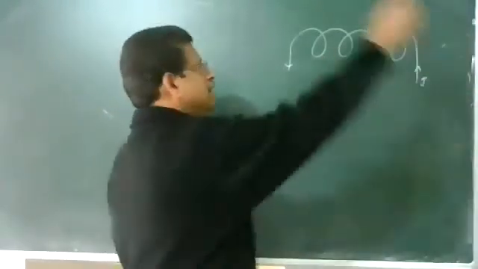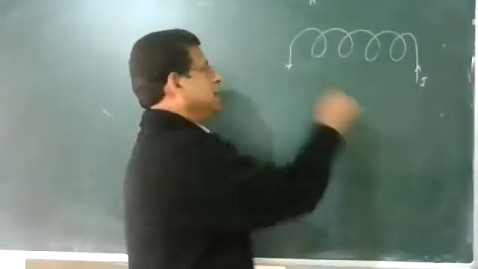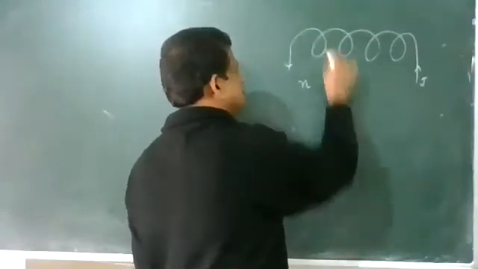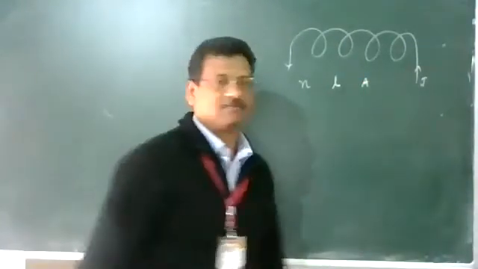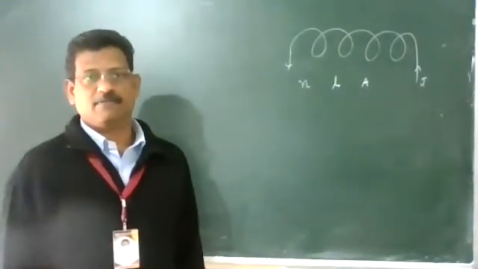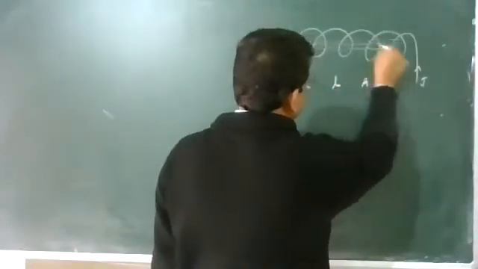Suppose there are n number of turns per unit length for a solenoid, n is the number of turns per unit length, l is the length and A is the area of cross-section. And there will be magnetic field lines, flux, passing through this coil.